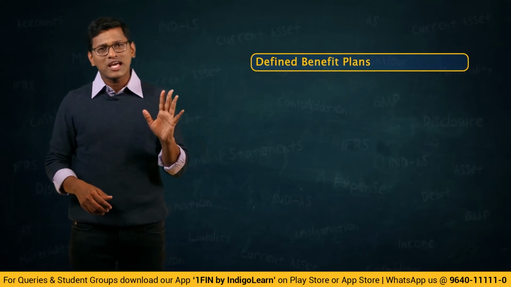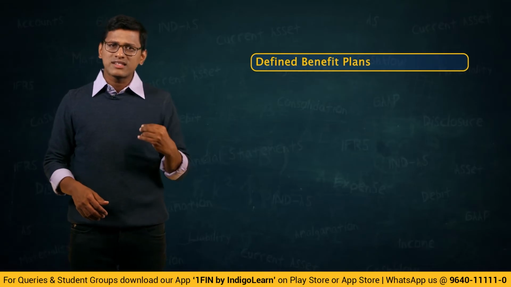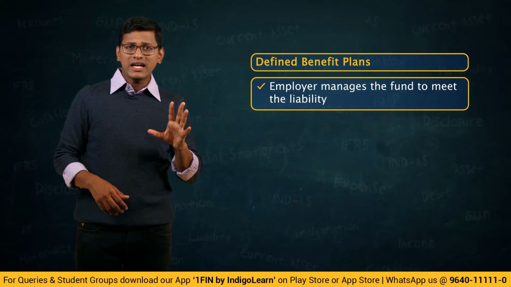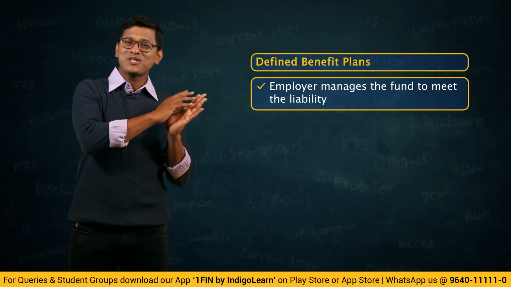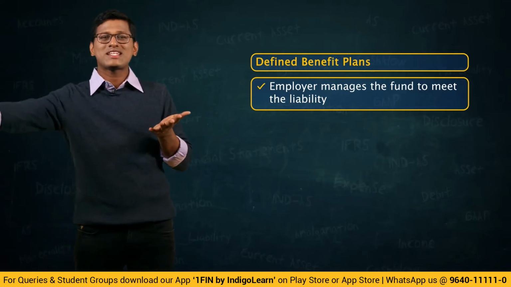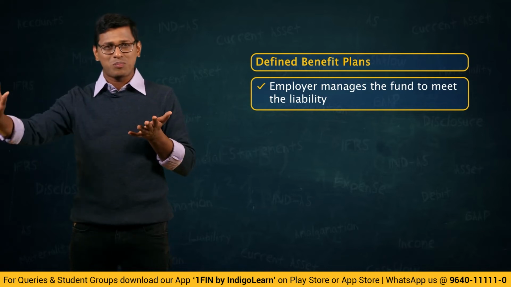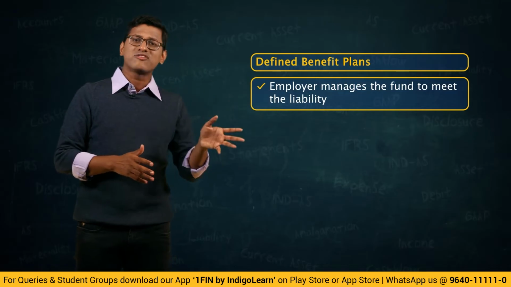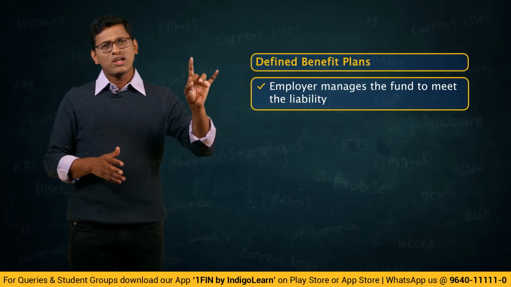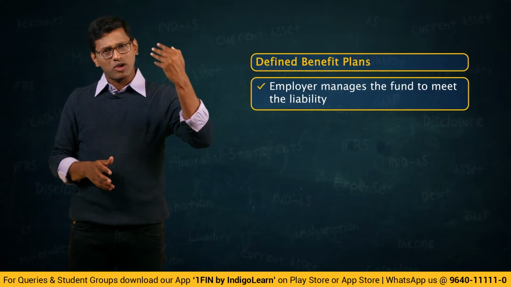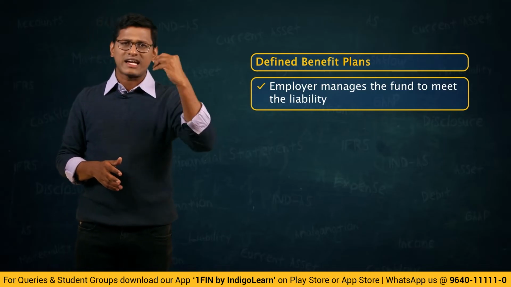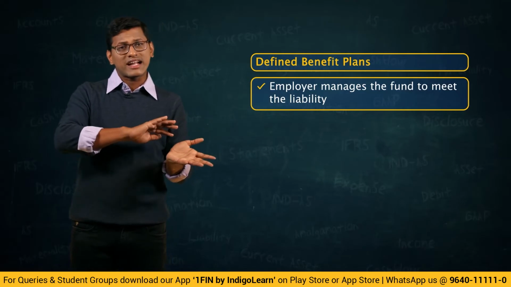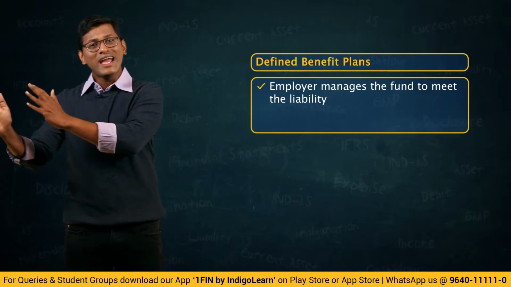Under a defined benefit plan, the employer says, I will manage and maintain that fund. That responsibility is not given to some third party like an insurance company or a PF authority. No, it's not given to someone else. The employer maintains a fund and says, look, after the employee leaves, for payments like gratuity etc., we will pay, we will settle, and we are not transferring that responsibility to anyone else.